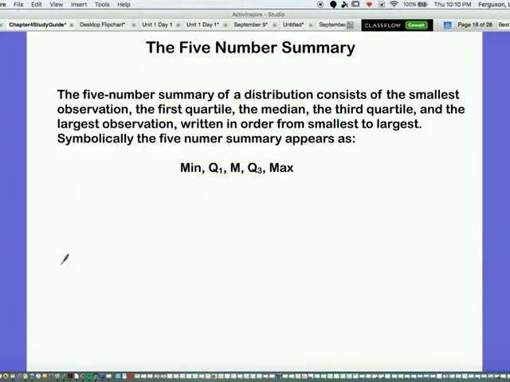All right, the 5-number summary of a distribution consists of the smallest observation, the first quartile, the median, the third quartile, and the largest observation, and it's written in order from smallest to largest. Symbolically, the 5-number summary appears as minimum, Q1, median, Q3, maximum.